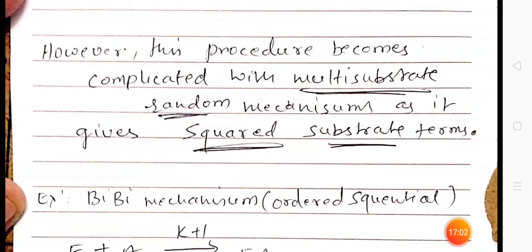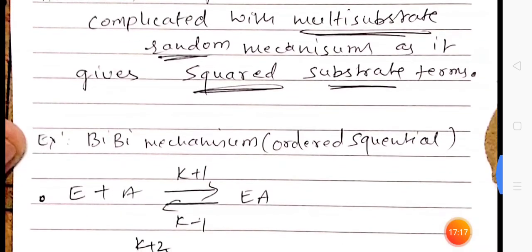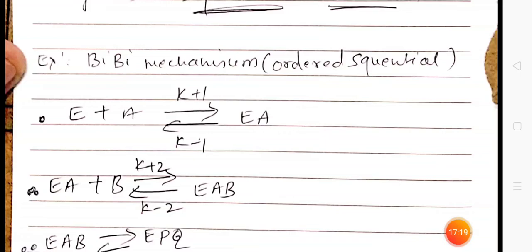You know, when you go through a bisubstrate reaction mechanism, or multi substrate reaction mechanism, this is very complicated with the random reaction mechanism, as it gives squared substrate terms. I will show the example here also, an ordered sequential mechanism in the bisubstrate reaction mechanism.